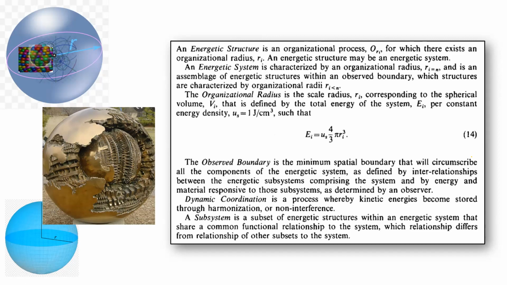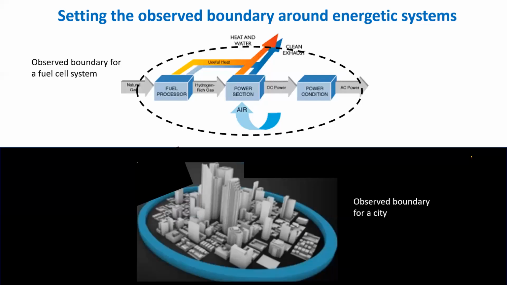And so these are just definitions for thinking about this theory. What an energetic structure is, what an energetic system is, the organizational radius, the observed boundary. Dynamic coordination is a process whereby kinetic energies become harmonized, essentially. And it's a very important process of the growth of a living system. And then we'll talk about some subsystems. So again, setting the observed boundary is challenging. And here you look at it for a fuel cell. You can think about how you could do it for a city.